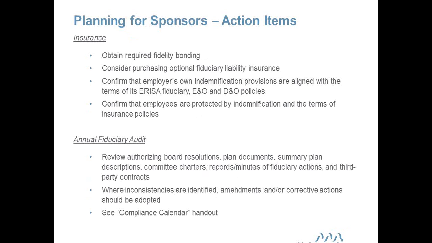Last couple things, insurance. Obtain your fidelity bonding. It's a requirement under ERISA. Consider fiduciary liability insurance. Look at the employer's own indemnification provisions. Is there indemnification provided for under the delegation docs? Is there indemnification provided for under corporate bylaws, resolutions, or even state statute? Your own state statute might have statutory indemnification for certain employees.